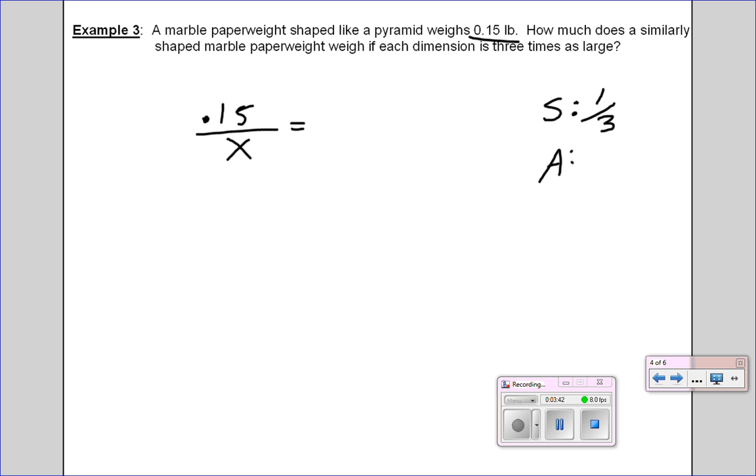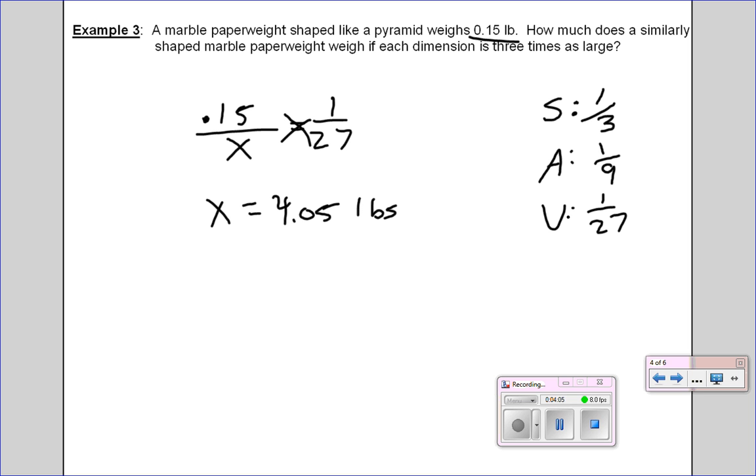So the area ratio would be this square, which is 1 to 9, but I don't care about the area ratio. I want the volume ratio. So 1 cubed is 1, 3 cubed is 27. So here I do 1 over 27. Now I'm going to go ahead and cross multiply. So 0.15 times 27 gives me 4.05 pounds for the bigger pyramid.